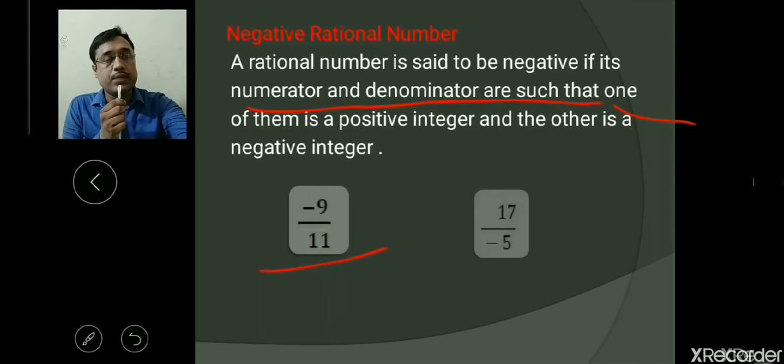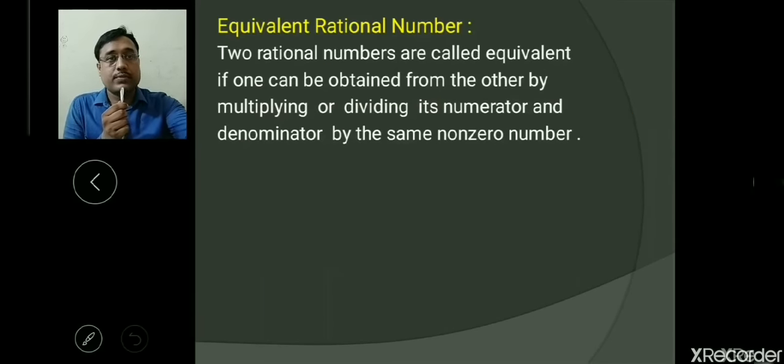Next, this number 17 by minus 5. This is also a negative rational number. Here the denominator is negative. Already I have said that either the numerator is negative or the denominator is negative. That means if in the number the numerator and denominator have opposite signs, then that number is a negative rational number. We can say that. Okay. Now next, equivalent rational number.